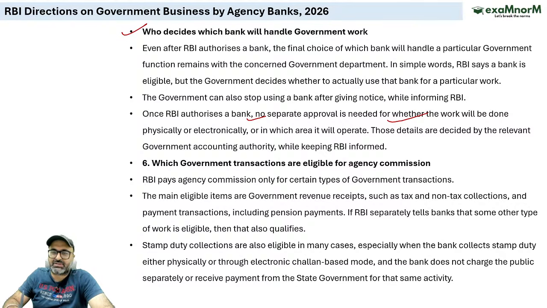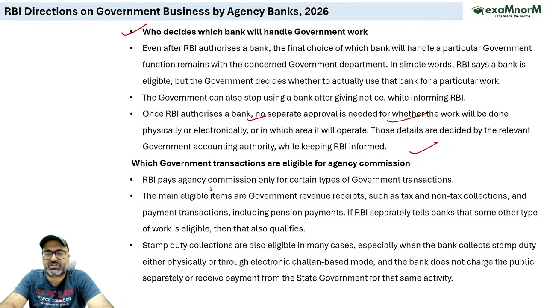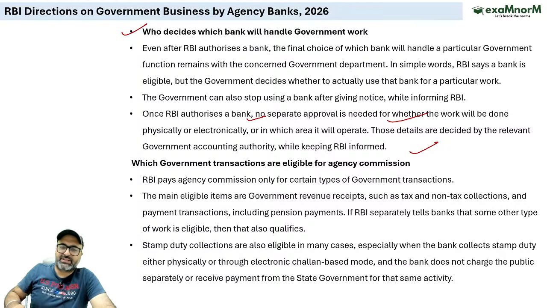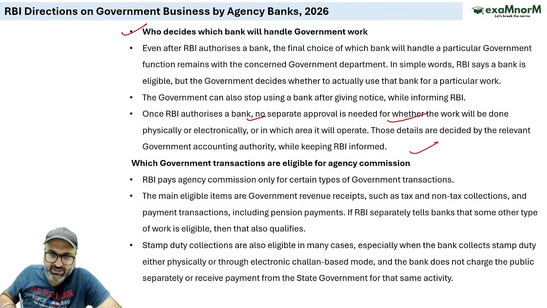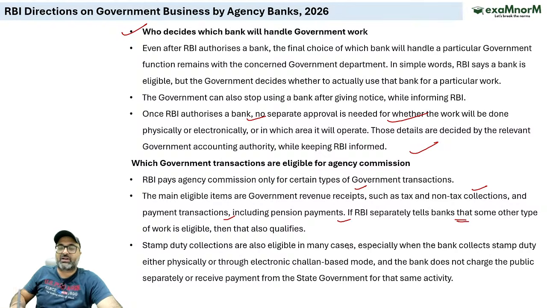Which government transactions are eligible for agency commission? कौन कौन सी ऐसी गवर्नमेंट की transactions है? Which all government transactions are eligible under this? So if I talk about the government transactions which are eligible under this, RBI pays agency only for the certain government transaction. The main eligible ones are revenue receipts such as tax and non-tax collection, payment transaction including pension payments. If RBI separately tells bank to perform some other transaction, then it will also qualify for the commission purpose.